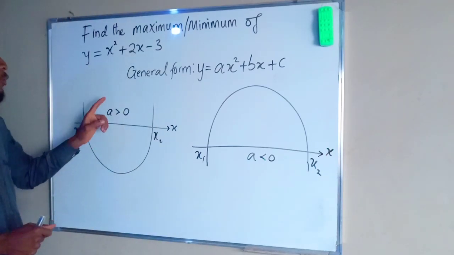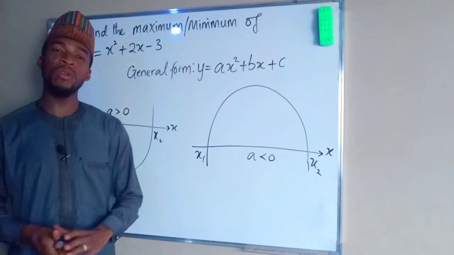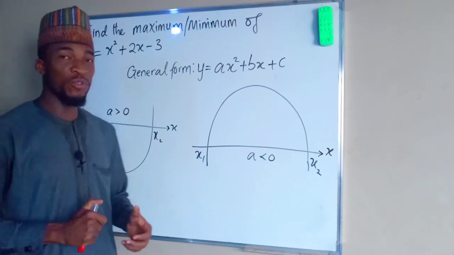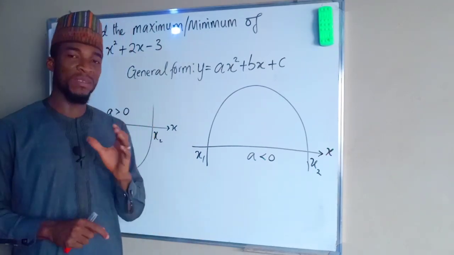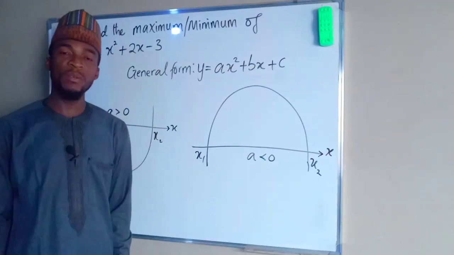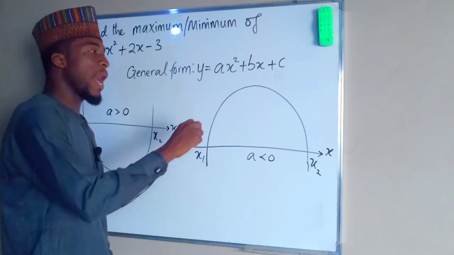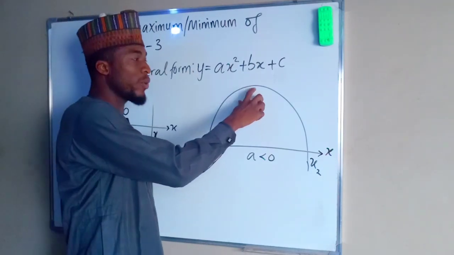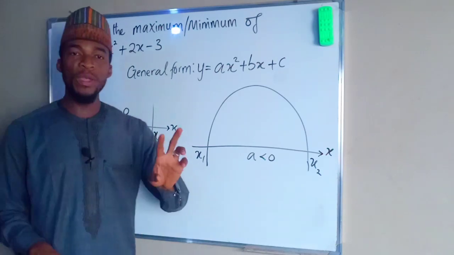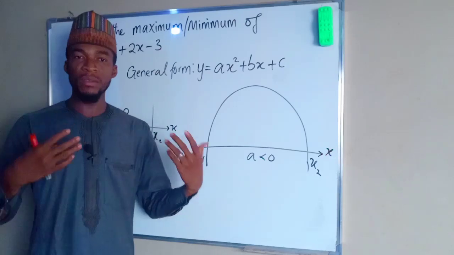In this tutorial, I will show you 5 different ways in which you can find the maximum or minimum of a quadratic function. But first of all, you need to know what it means by maximum or minimum of a quadratic equation. The maximum or minimum of a quadratic equation is the value of y on the peak of the parabola of a quadratic equation.